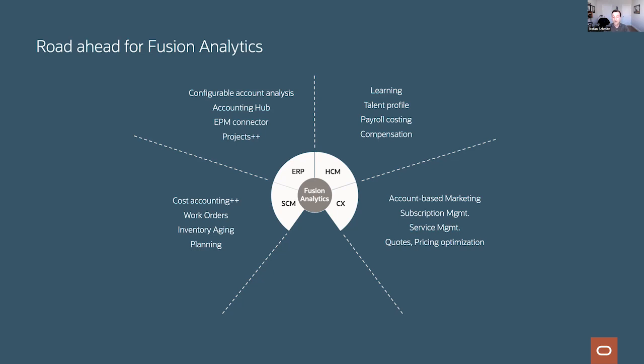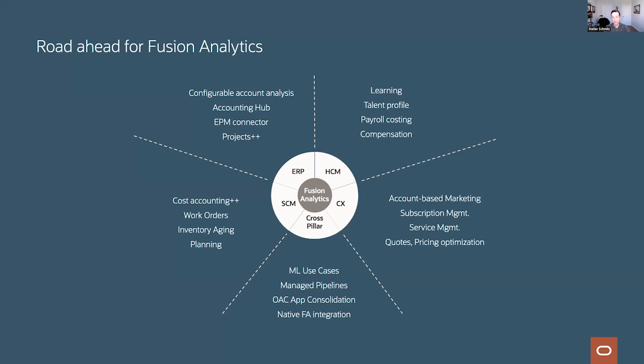We're now working on supporting account-based marketing analytics with insight into marketing attribution effectiveness. We are building out support for analytics on subscription management and B2B service management. Furthermore, we're also planning to add support for data coming from quotes, incentive comp, and pricing optimization. And then finally, common to all four Fusion Analytics pillar products, we have a number of enhancements and new features planned to further build out the extensibility framework, user security, and other admin and developer features.